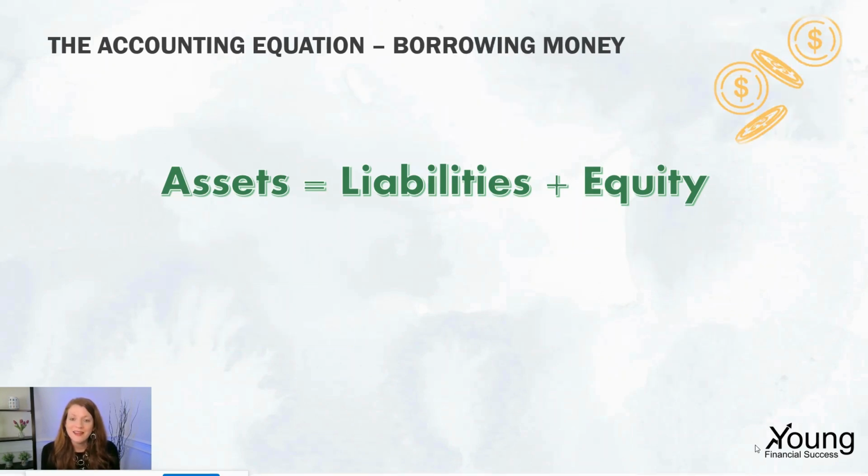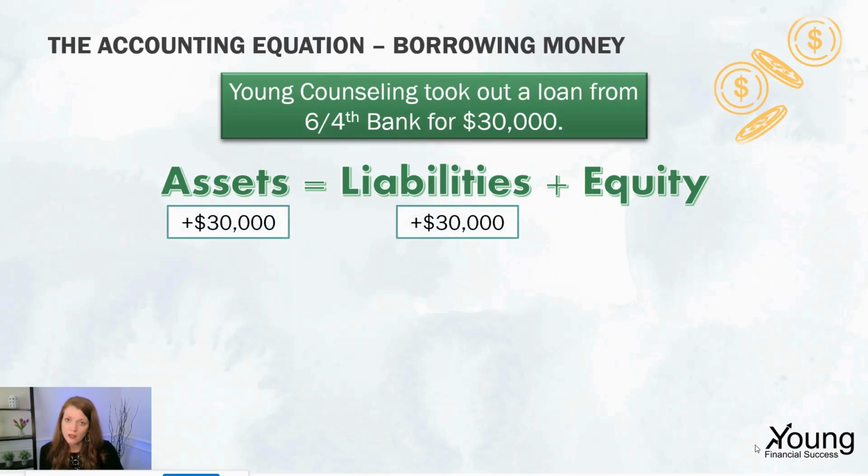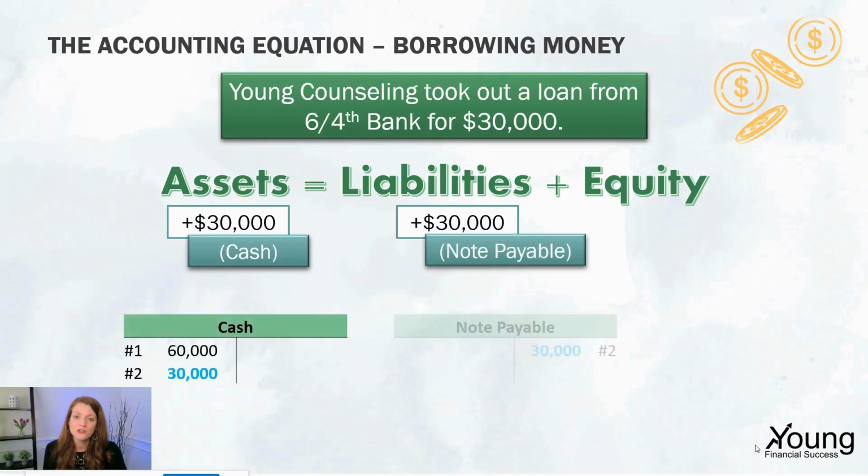So then we borrow money. So you may recall that Young Counseling took out a loan from Sixth Fourth Bank for $30,000. So we know that they took out a loan, they got cash. So our cash is going to increase. We know if cash increases, it's with a debit. And liabilities is also going to increase, which is our notes payable, because that is a liability, has a normal credit balance. So we increase it with a credit. So our T account, which ultimately ends up being very similar to our general ledger, is going to show the $60,000 that was initially invested, and now in transaction number 2, the $30,000 that we borrowed.